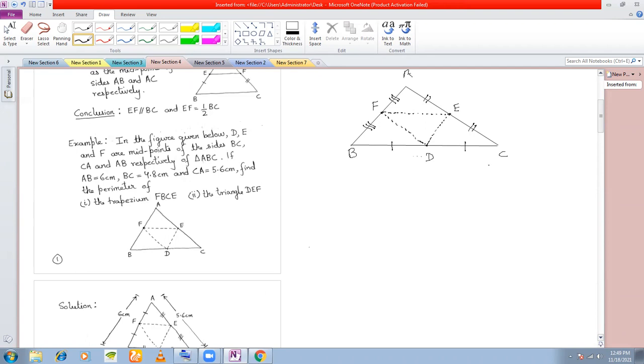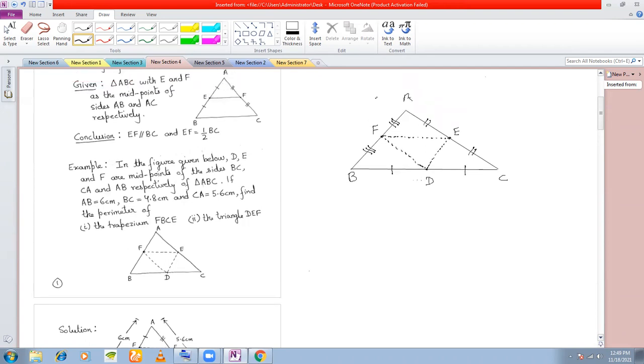If AB is equal to 6 centimeters, that means this length is given to you as 6 centimeters. BC is 4.8 centimeters. This length is given to you as 4.8 centimeters. And CA is 5.6. That means the third side here is given to you as 5.6 centimeters. You need to find out the perimeter of the trapezium FBCE.